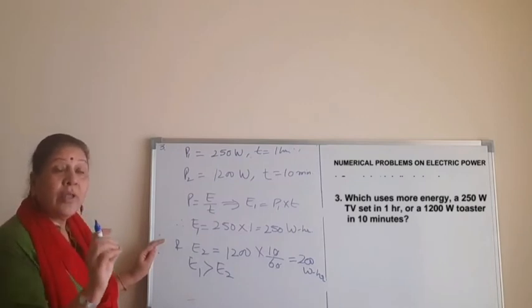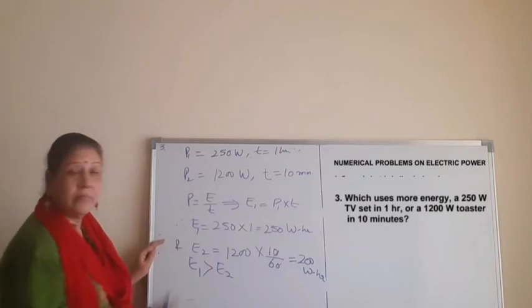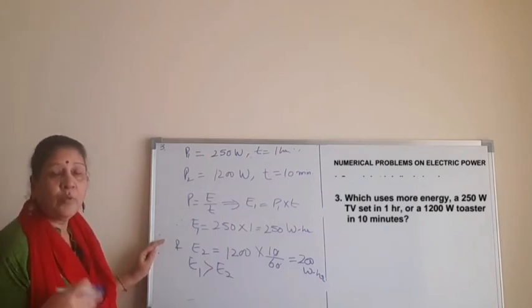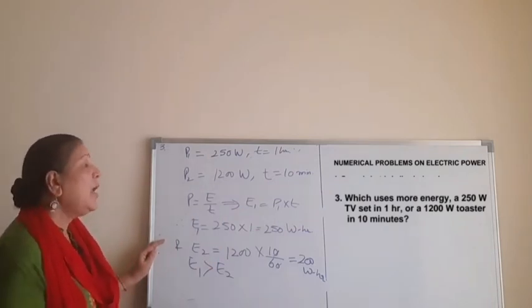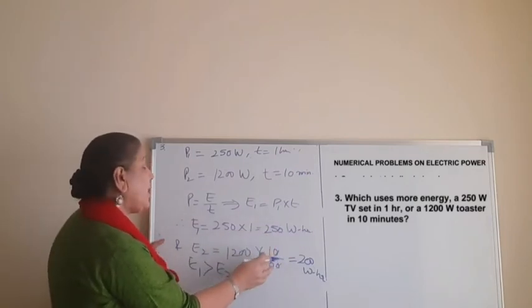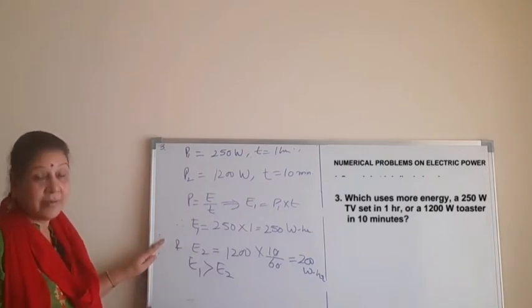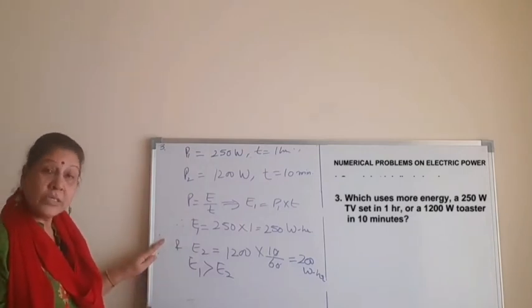You only have to give the answer which uses more energy, so just take it in hours only, no need of changing it. If you want to change it, instead of 1 hour you can put 3600 seconds, and instead of 10 minutes you put 10 into 60, so 600 seconds. So that's how you're going to solve it.